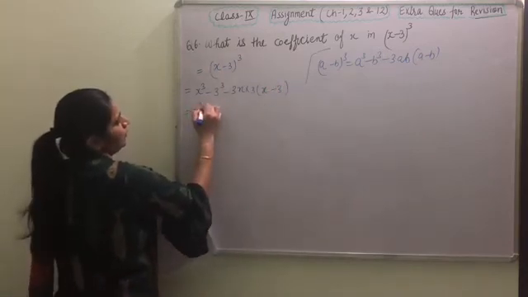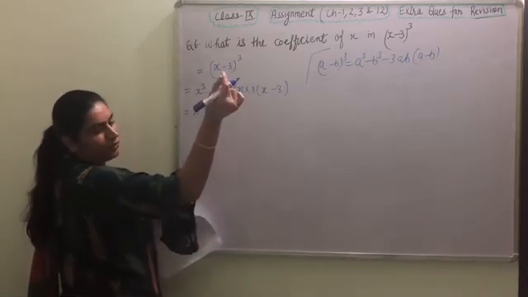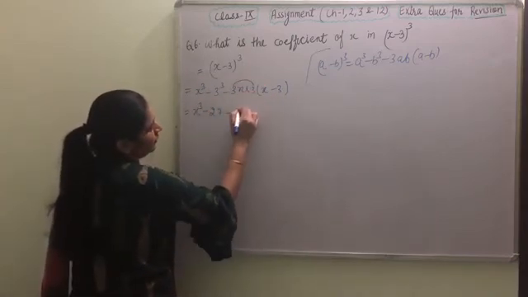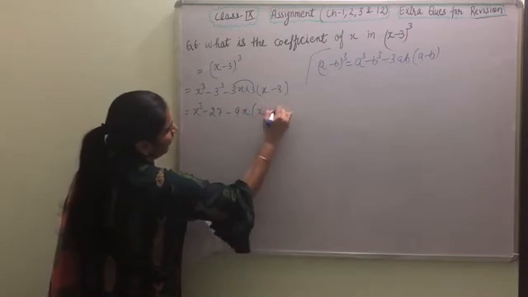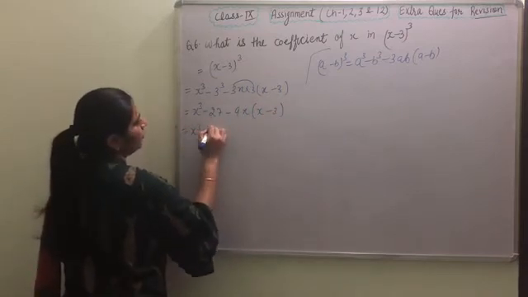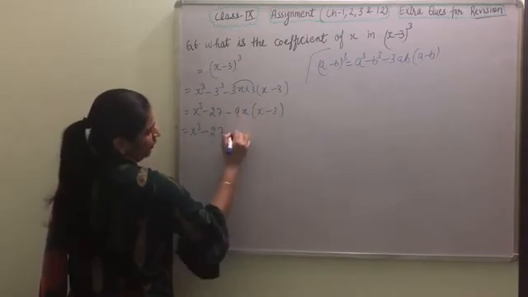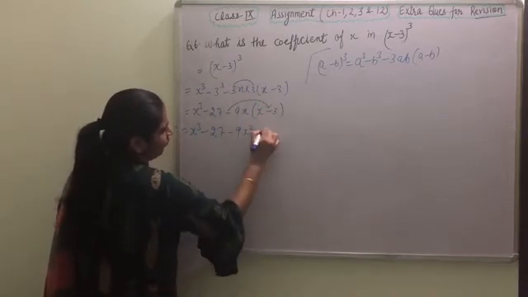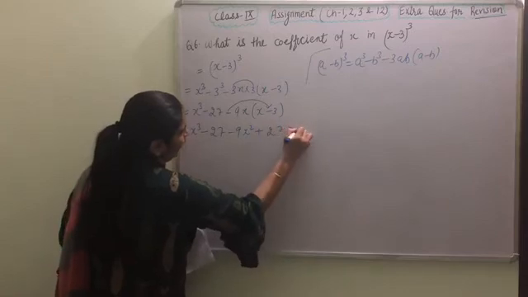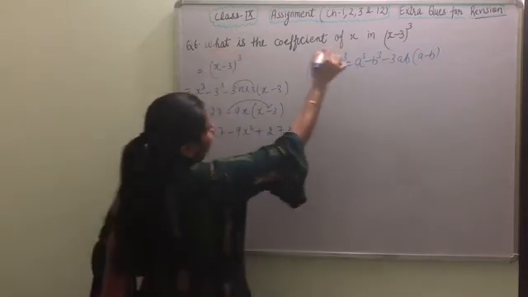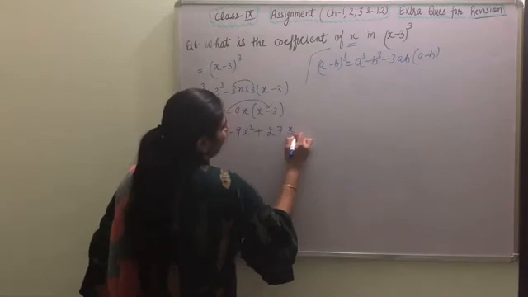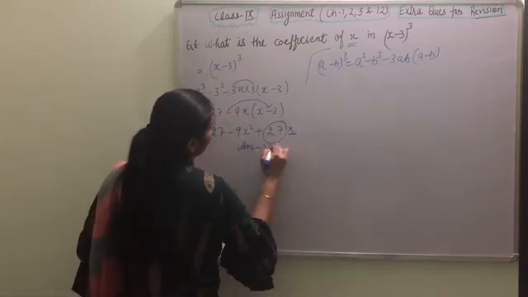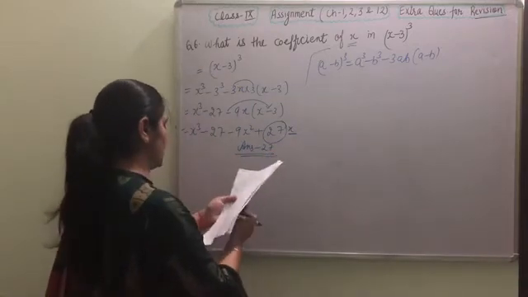x cube, 3 cube, 3 into 3 into 3. 3 3s are 9, 3 9s are 27. Minus 3 3s are 9x into x minus 3. x cube minus 27 minus 9x square, negative negative positive, plus 27x. And the question was, what is the coefficient of x? Here the coefficient of x is 27. Answer is 27. Now next question, question number 7.